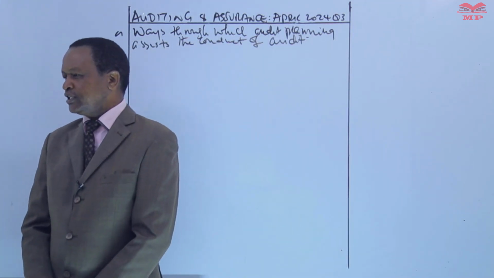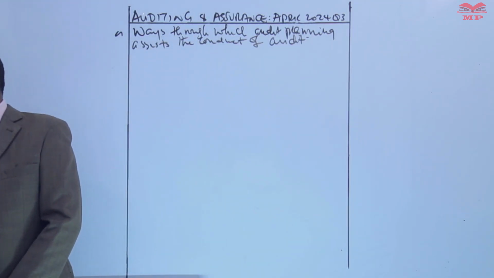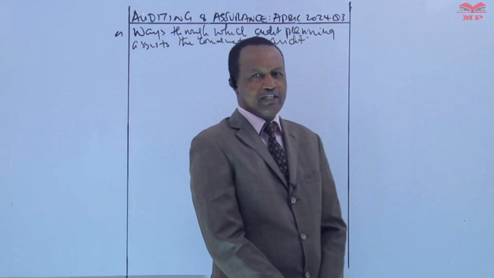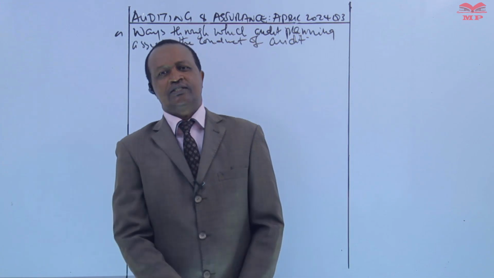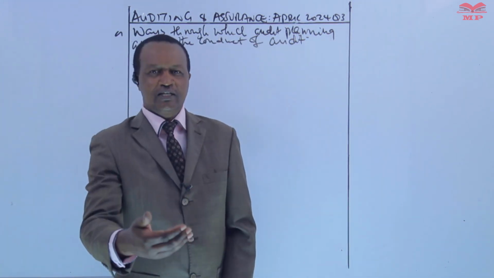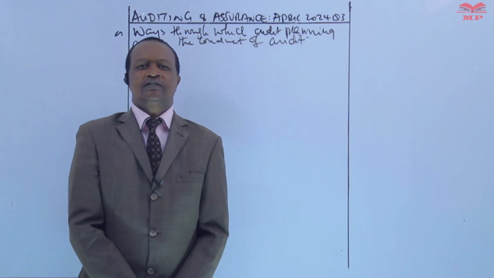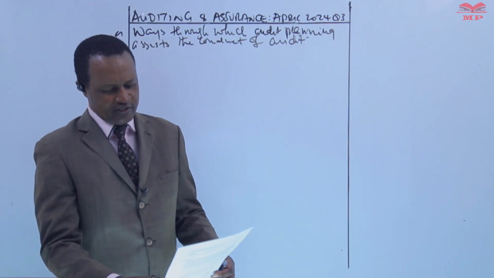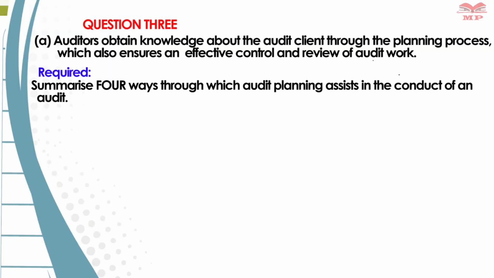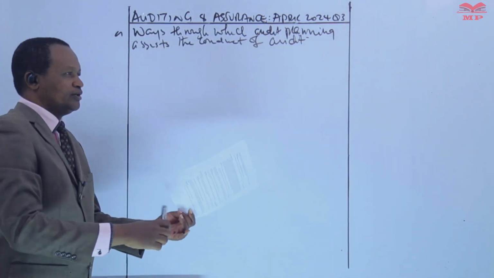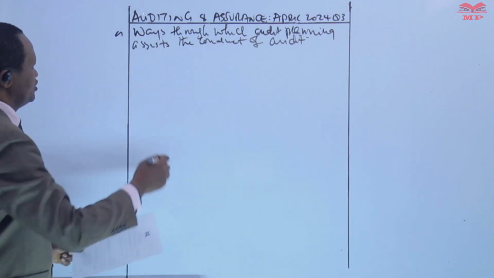And candidates, I advised you the other day, before you expound, try and summarize the points in 2 or 3 words, then underline, then explain, because you are asked to give 4 ways. So you give one way: risk assessment and prioritization.